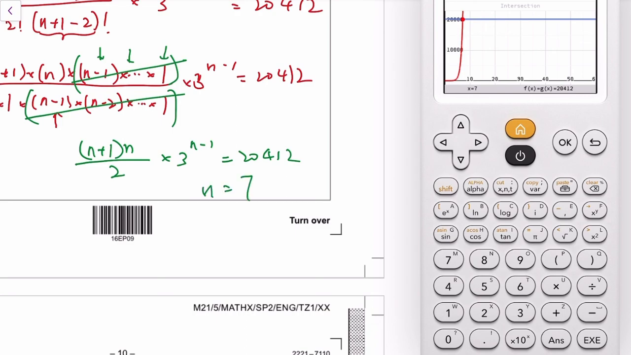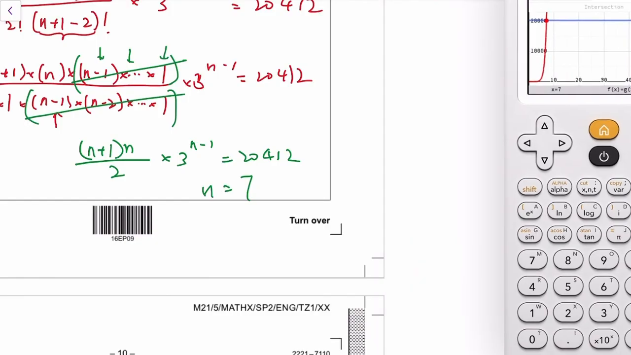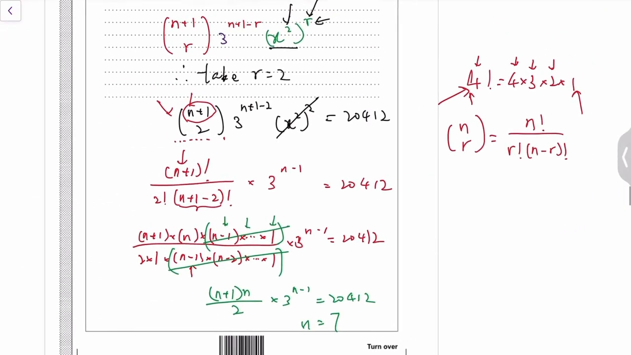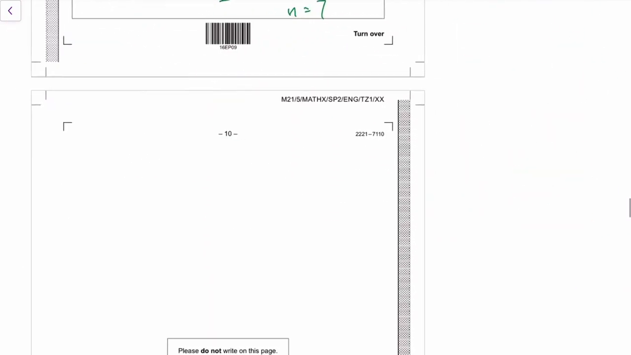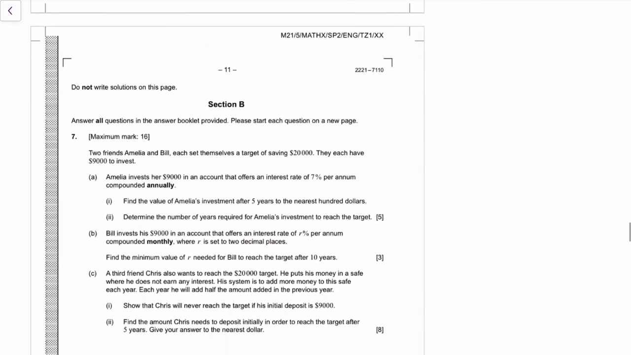And you can probably guess that there's only one answer because the red graph seems to be going up. So you probably have no chance of coming back down to meet the horizontal line again. So that's question 6. We'll do section B in the next video.